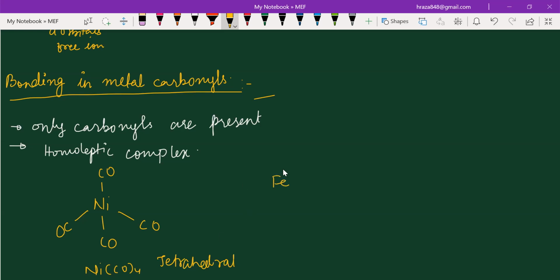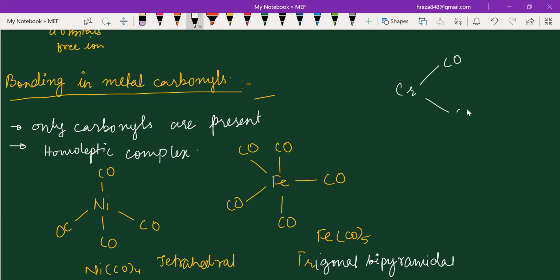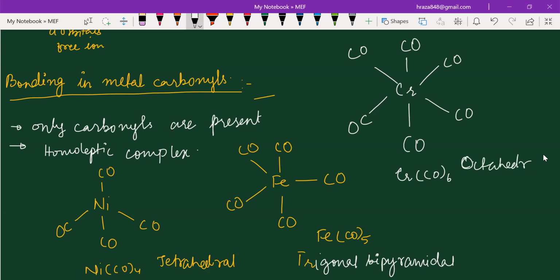Then comes Fe(CO)5. Since it has 5 ligands, coordination number 5, it is trigonal bipyramid. Then comes chromium hexacarbonyl, Cr(CO)6, with six carbonyl ligands, and it has a formula like this. Since it has coordination number 6, it is octahedral. Please do write up to this.